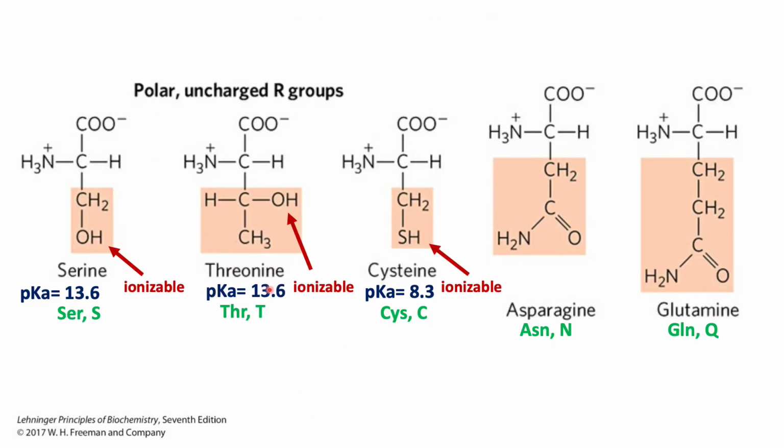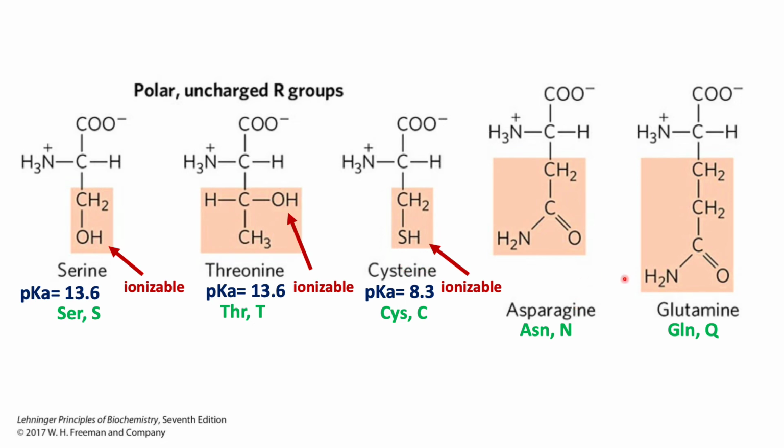Now our polar uncharged groups: they are polar and they're uncharged. Uncharged is important because if we take a look at the R groups, there is no charge. And out of the polar uncharged groups, there are 3 that are ionizable. So 3 of them have highly electronegative atoms that are able to donate or accept protons. And since they have ionizable groups, they all have a pKa. So for serine, hydroxyl; threonine, hydroxyl; and for cysteine, that sulfur-hydrogen bond.